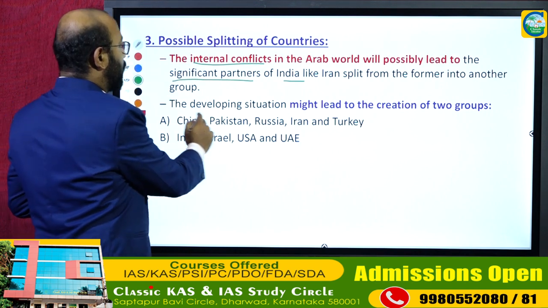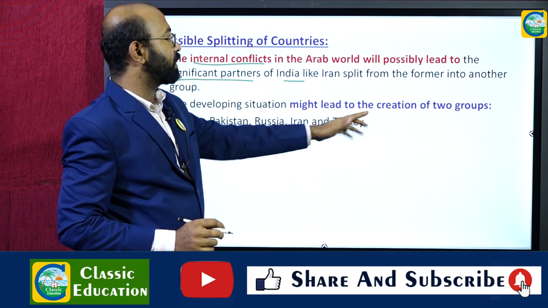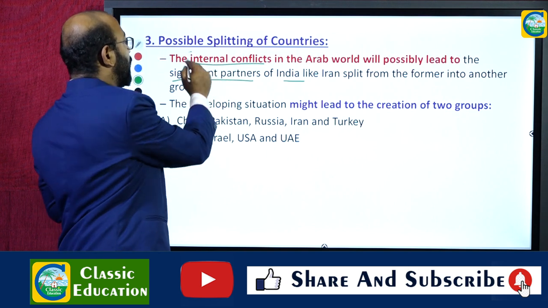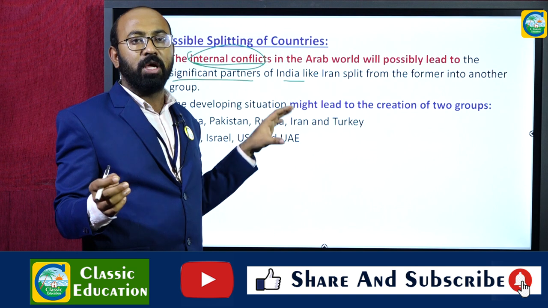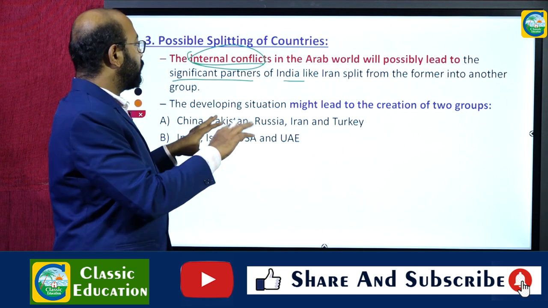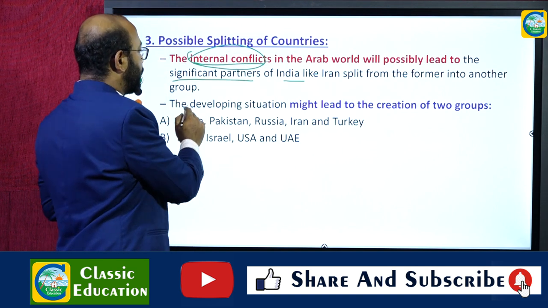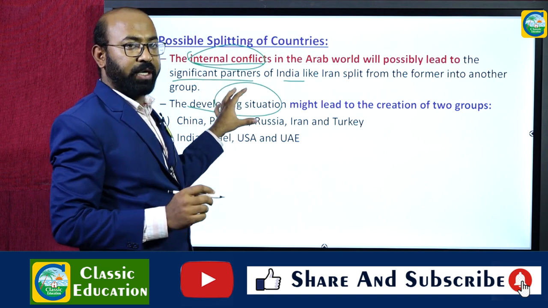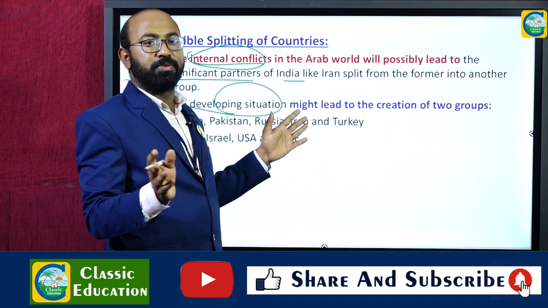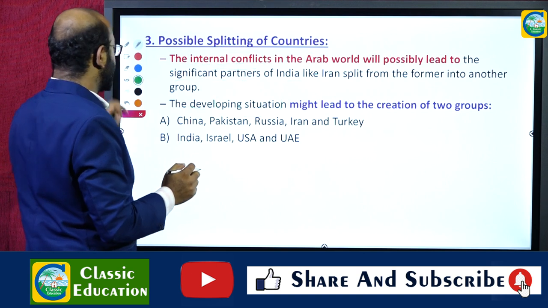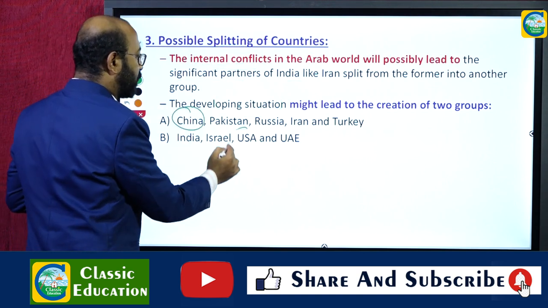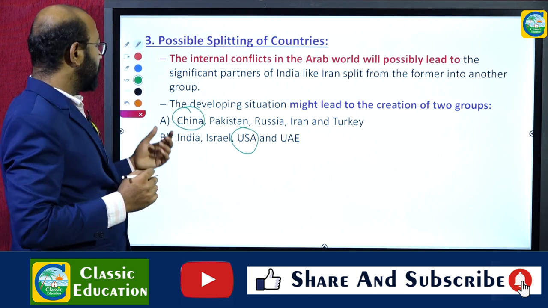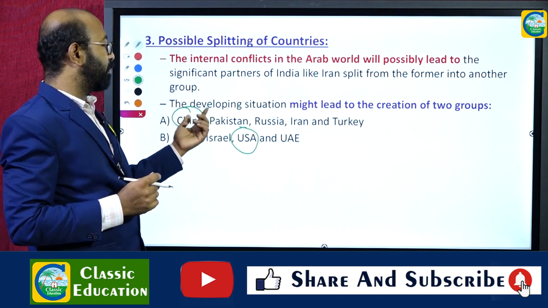Okay, the developing situation might lead to the creation of two groups. This internal conflict is a developing situation, which means these conflicts are becoming more and more complex. If they develop into more difficult situations, these countries will split. In what way will they split? One group may be supported by China, one group may be supported by the USA. The China-supported grouping might include Pakistan.